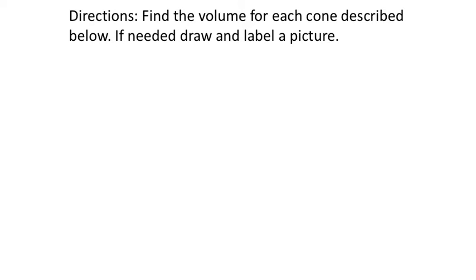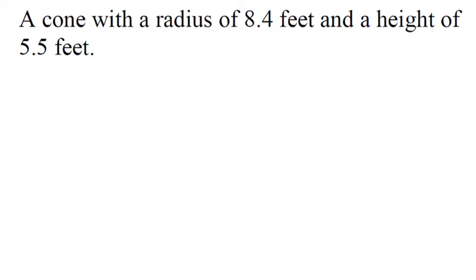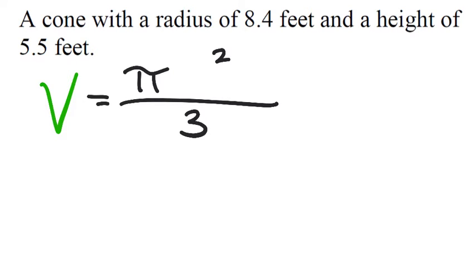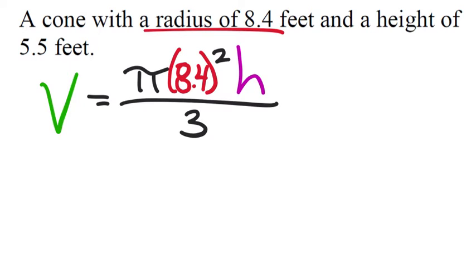Yeah, we're going to find the volume of the cones or whatever value that they ask us to find. A cone with a radius of 8.4 feet and a height of 5.5 feet. This is direct because we are solving for the volume. And the volume formula for a cone: pi times the radius to the power of 2 times the height, all over 3. And yes, here is our radius, 8.4 feet. So I replaced my radius with 8.4. And it says the height is 5.5, so replace the height with 5.5.